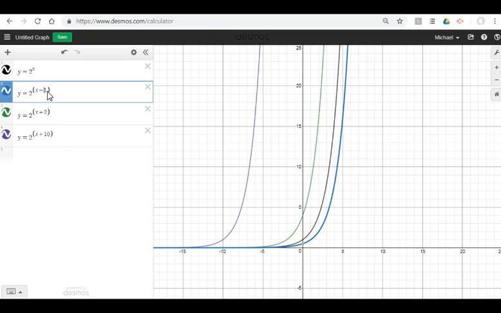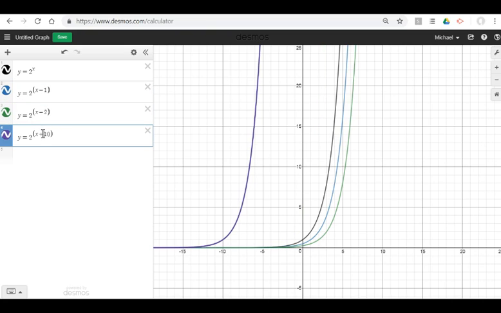Whoops, well I already moved it to the right. Anyway, so you can see the green one there, x plus 2, everything from the black line is shifted to the left. Y equals 2 to the x plus 10, shifted all the way over here to the blue, so clearly shifted to the left. If we replace those pluses with a minus, then boom, now everything's shifted to the right.